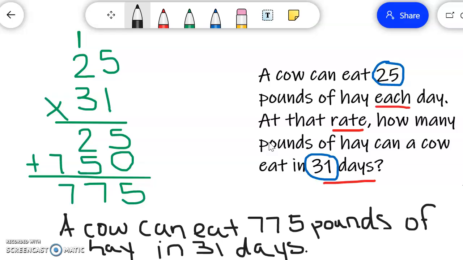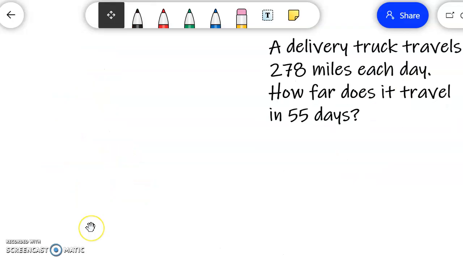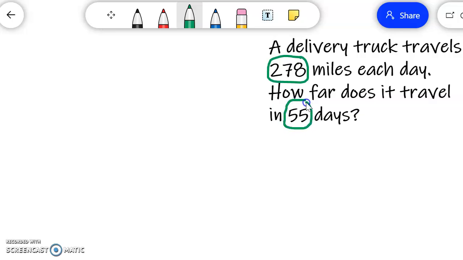So now let's go to a 3-digit by 2-digit example. Our next word problem. A delivery truck travels 278 miles each day. How far does it travel in 55 days? So I want to circle the numbers in my problem first. So my first number is 278, and my second number is 55.